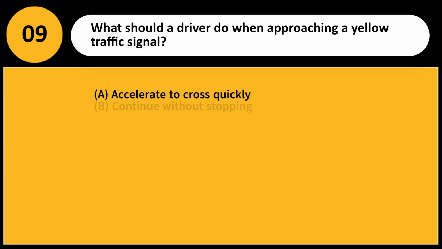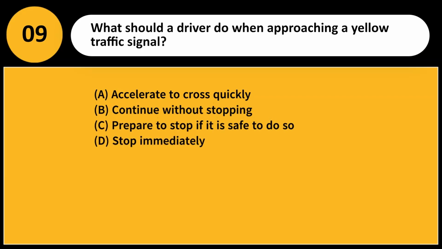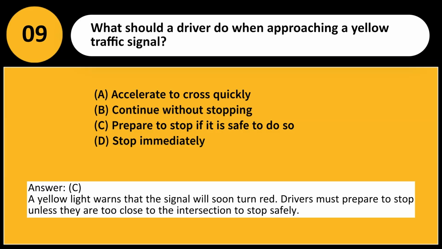What should a driver do when approaching a yellow traffic signal? A. Accelerate to cross quickly. B. Continue without stopping. C. Prepare to stop if it is safe to do so. D. Stop immediately. Answer: C.